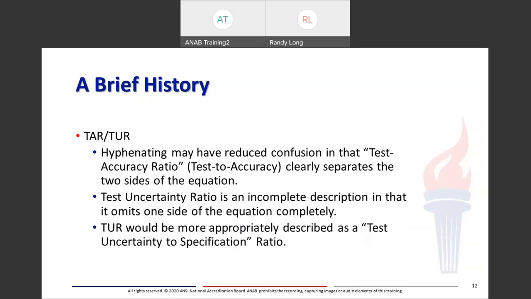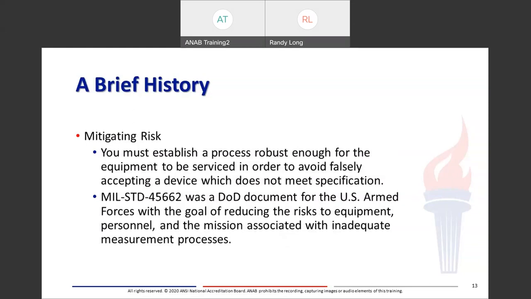TAR-TUR again, hyphenating may have reduced the confusion, and that test-accuracy ratio clearly separates the two sides of the equation. Test uncertainty ratio is an incomplete description in itself, in that it omits one side of the equation completely. TUR would be more appropriately described as test uncertainty to specification ratio. Again, the military used to love acronyms, they still do.